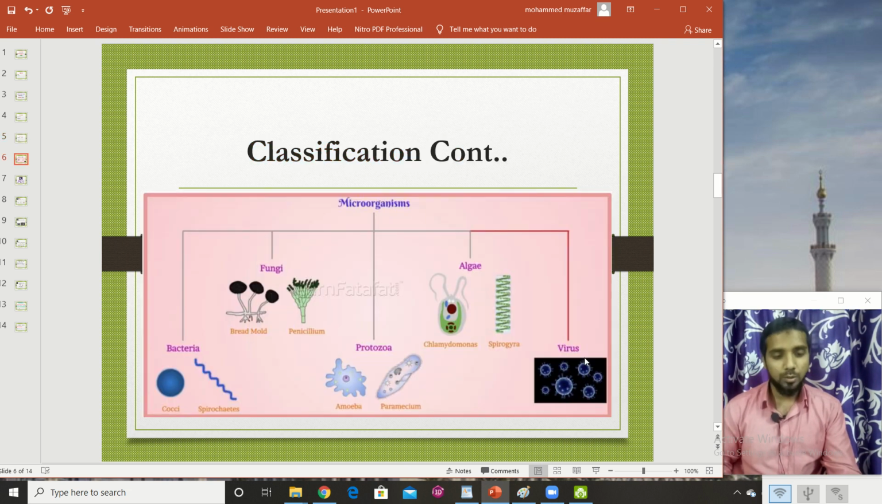Let us move on to the classification in another way, that is based on taxonomy. So based on taxonomy, microorganisms can be of four types. They are bacteria, and you can see the shapes here, cocci and spirochetes. There are different shapes of bacteria that we'll deal with in the next video. And fungi, you can see this kind of fungi on bread, the gray color spores kind of thing, that is called fungi. And protozoa, these are unicellular, amoeba, paramecium. Algae, these are chlamydomonas, spirogyra. And viruses, there are different viruses, we'll deal with them in later videos.